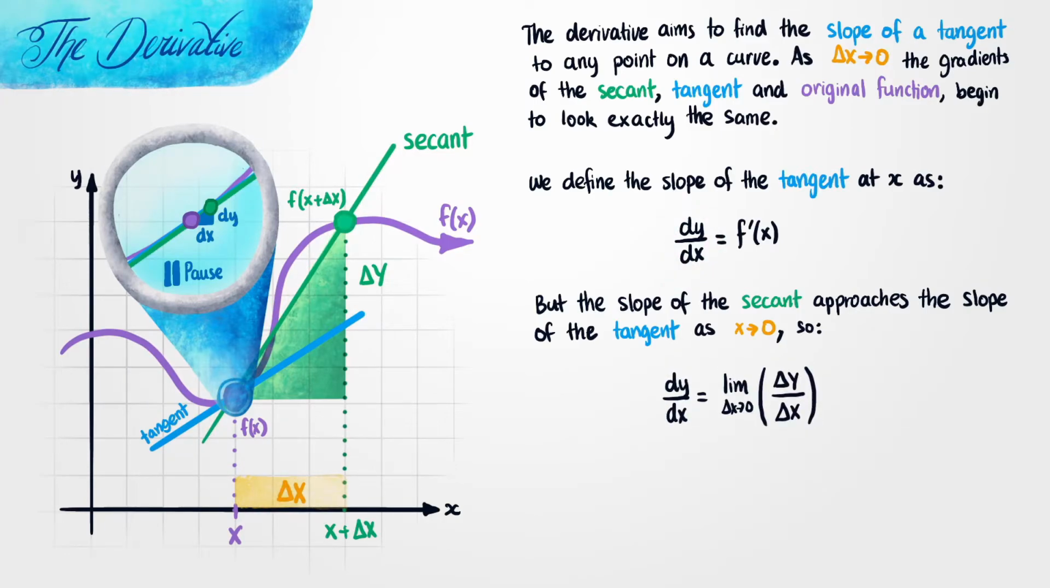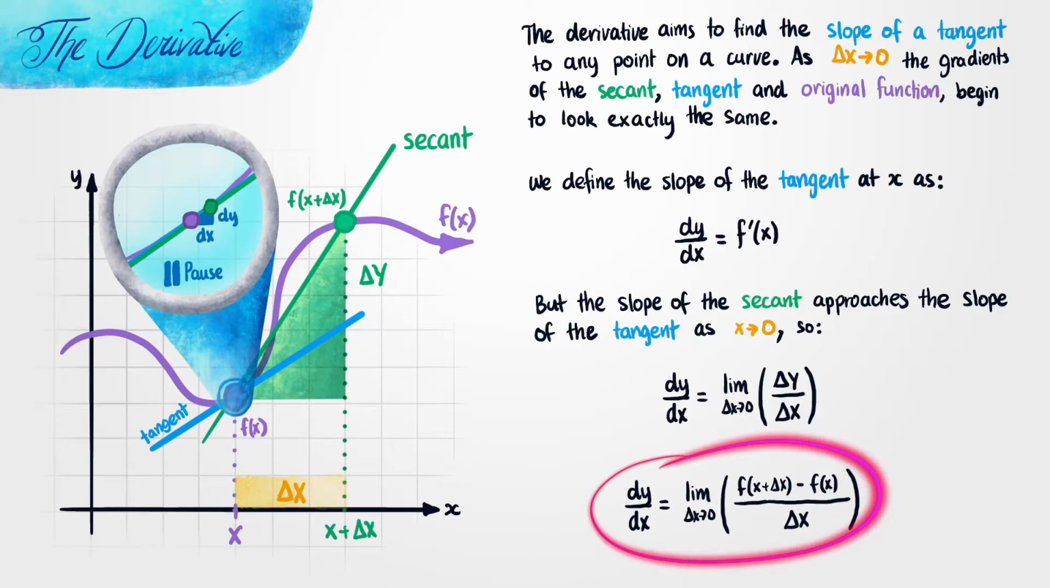Now it turns out that there's also another way to write this. We can say that change in y is the same thing as f of x plus change in x minus this height over here, which is just f of x. So we can replace this over here as well. This formula over here is arguably the most important formula in calculus. We call it the first principles definition of the derivative, dy on dx.